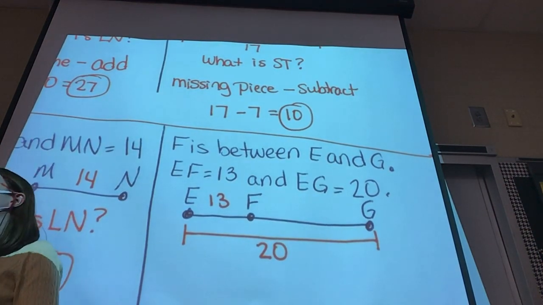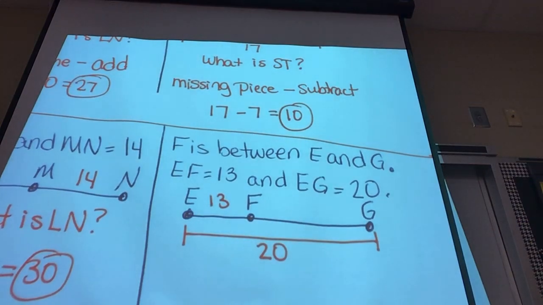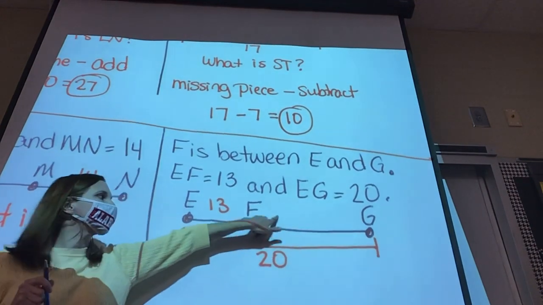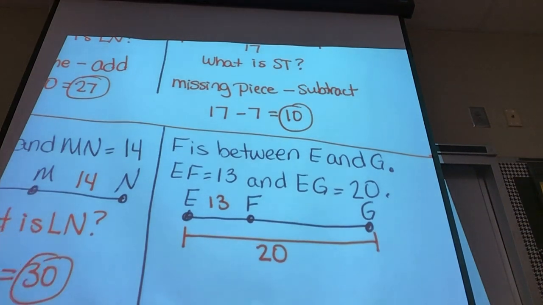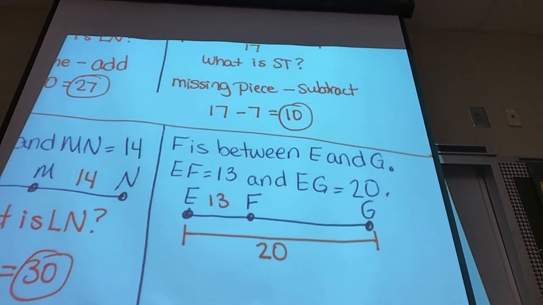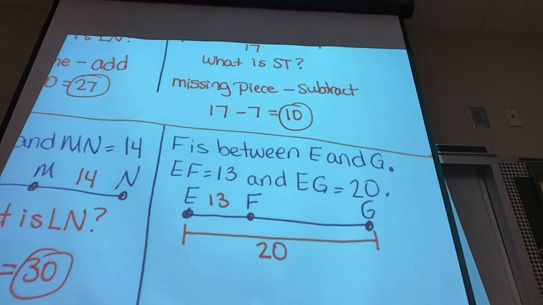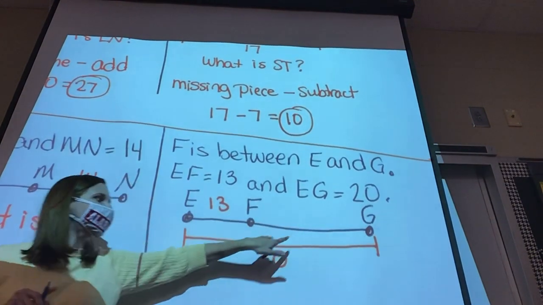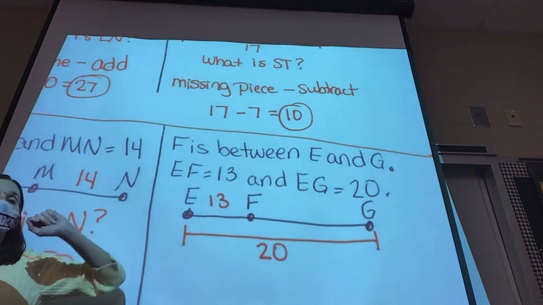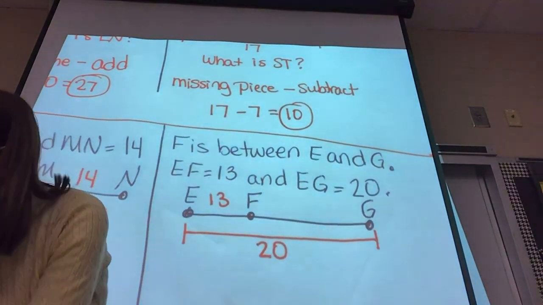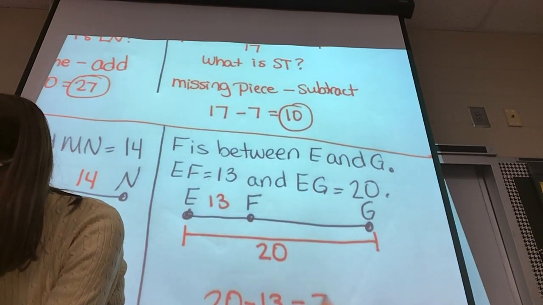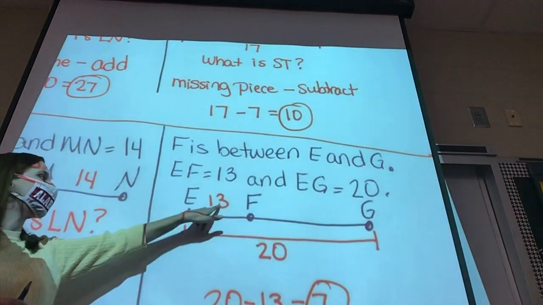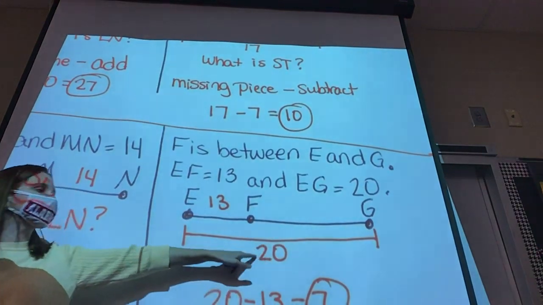Am I going to be looking for a whole line or am I going to be looking for a missing piece? Missing piece. I'm looking for this piece. I don't have an answer here. So how do I find the missing piece? Subtract it, because this plus this has to equal this. So what is 20 minus 13? 7. Because 13 plus 7 is going to equal 20.